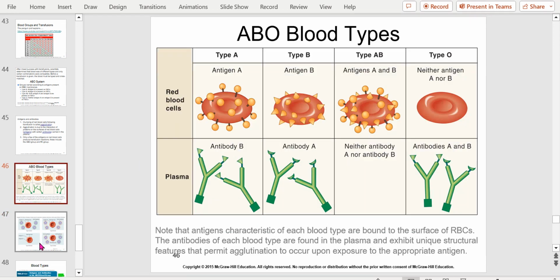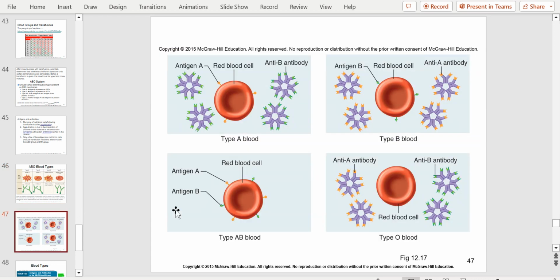If you didn't like the previous slide, well, my goodness, I hope you like this one. Okay? There's your RBC with your type A antigen. These are your antibody Bs. Here's your type B blood with B type antigen. And here we've got type A antibody. And AB, no antibodies, but both types of antigens. And you'll see there for type O, you have both types of antibodies, but no antigens there.